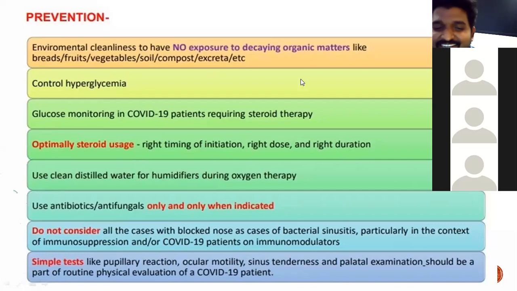It may be because of allergic rhinitis, and as we are seeing, many cases of bacterial sinusitis also, particularly in the context of immunosuppression, COVID-19 patients and immunomodulators. There is a high chance of developing bacterial sinusitis, so that has to be seen. The other simple test you can do is to see the pupillary reaction, you can see the ocular mobility at a distance, you can look for sinus tenderness and do a palatal examination. This should be a part of the routine physical examination of a COVID patient after recovery.